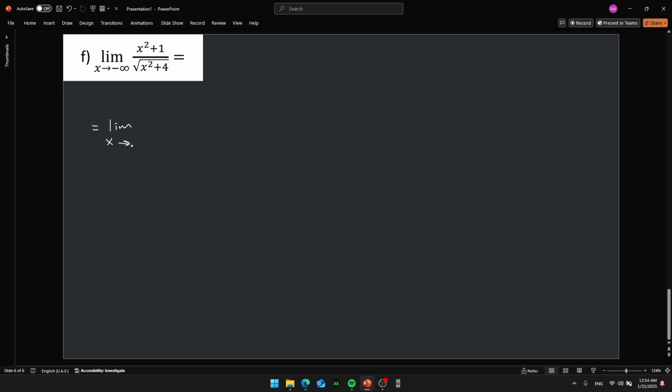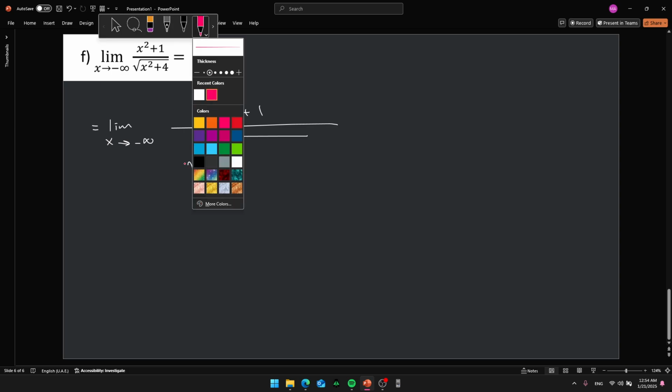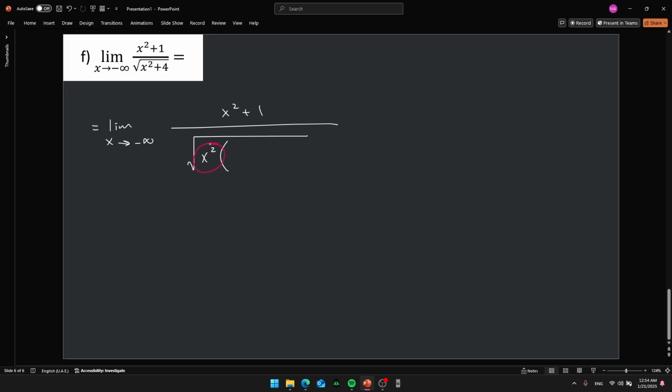Limit as x approaches negative infinity of square root of x squared plus 1. Now for the denominator, I can do a little trick here and take the x squared as a common factor. Now, as I said before, when you're taking a common factor, you have to divide every term by the term that you took as your common factor. So I took x squared, so I divide x squared on every term here.